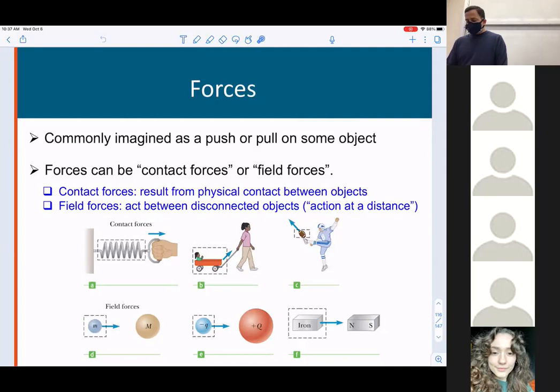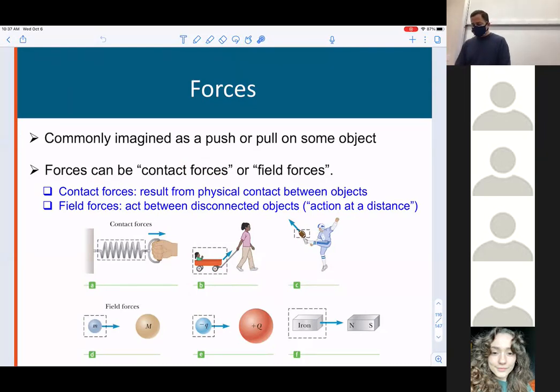So these forces can typically be classified into two types. They're called contact forces, where there's physical contact between things when the force is being exerted, the push or the pull. There's also other types of forces called field forces, where it appears that objects can exert a force on each other even without touching them.